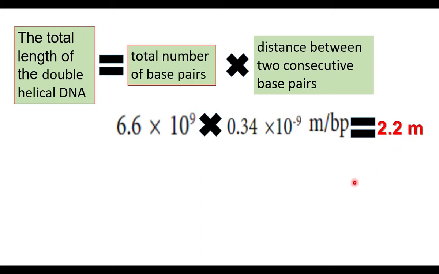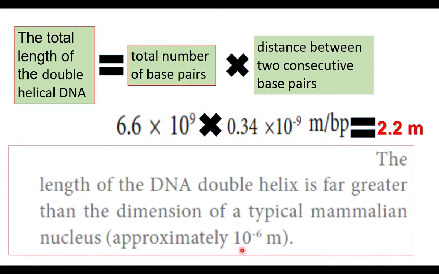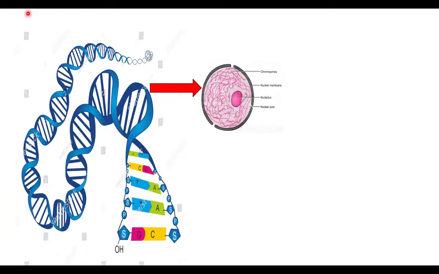But what is the actual dimension of the nucleus? 10 power minus 6 meter. Length of DNA, 2.2 meter. The length of the DNA double helix is far greater than the dimension of a typical mammalian nucleus. Then how to pack or keep the long DNA inside a small nucleus? That is what we are going to discuss in this part.